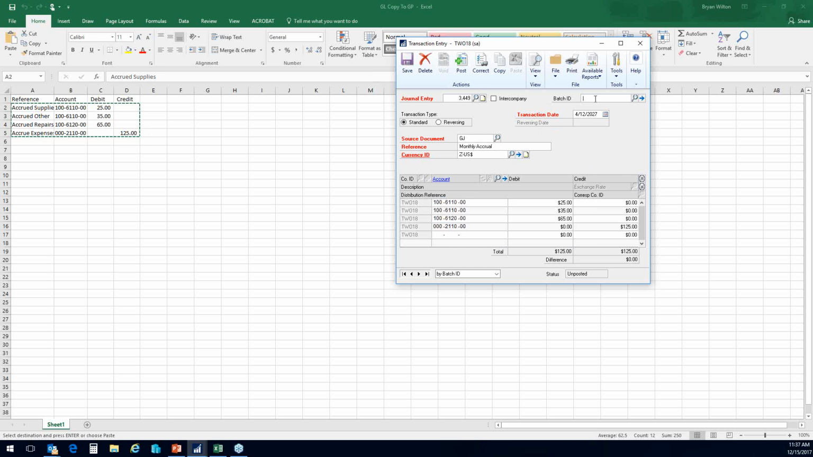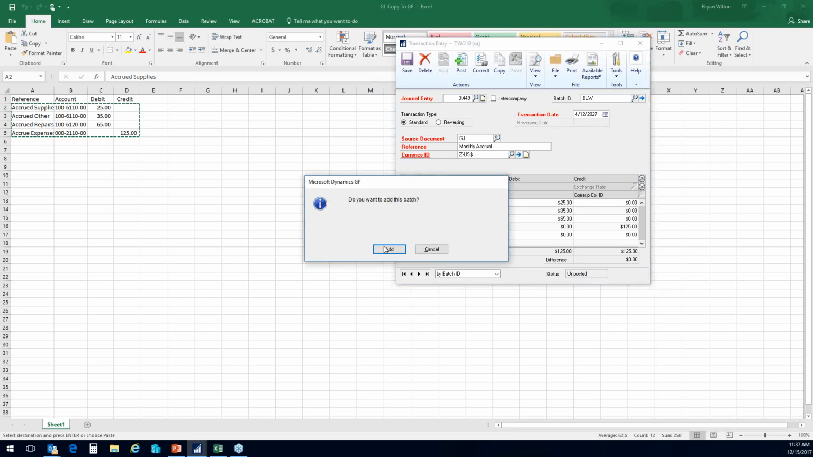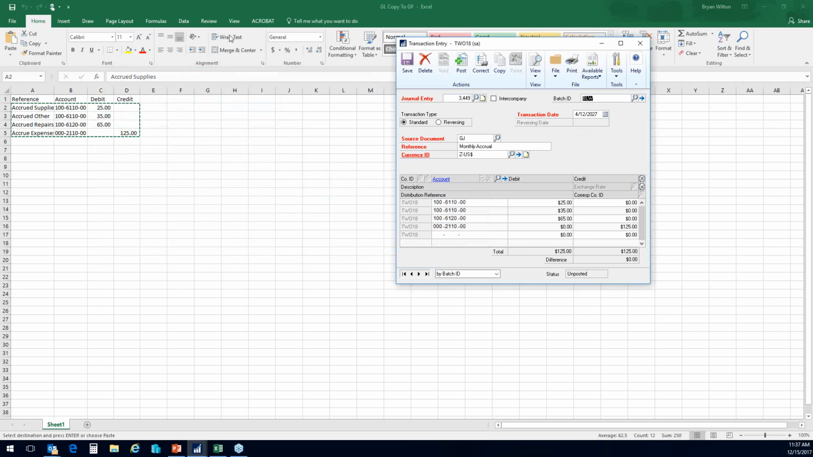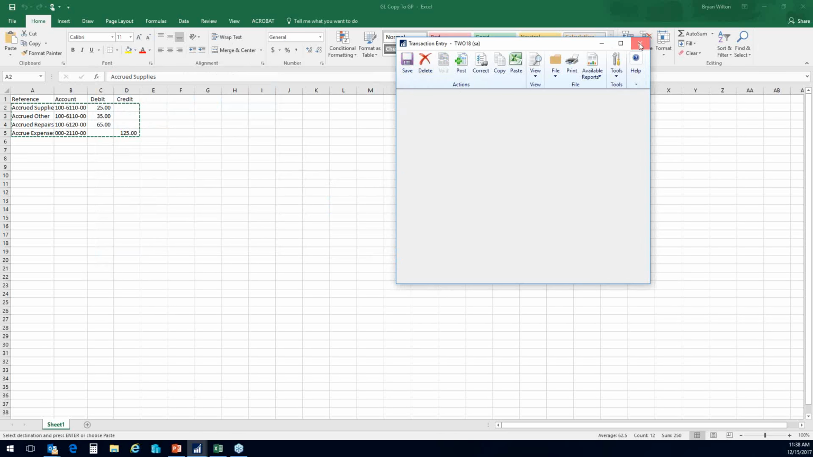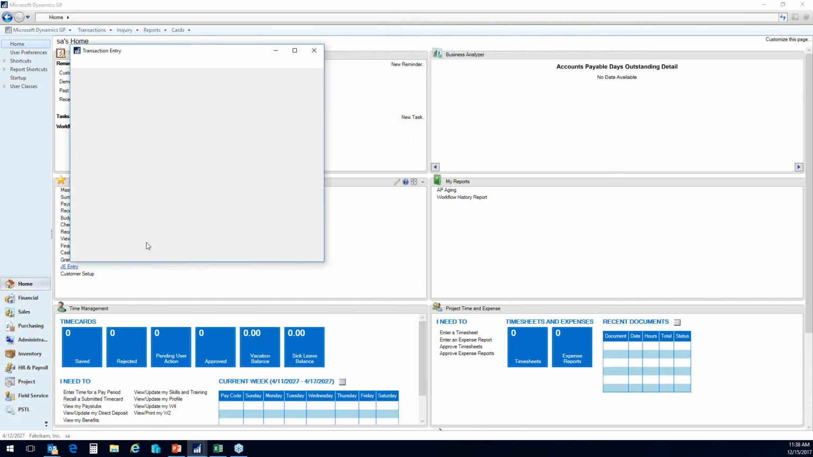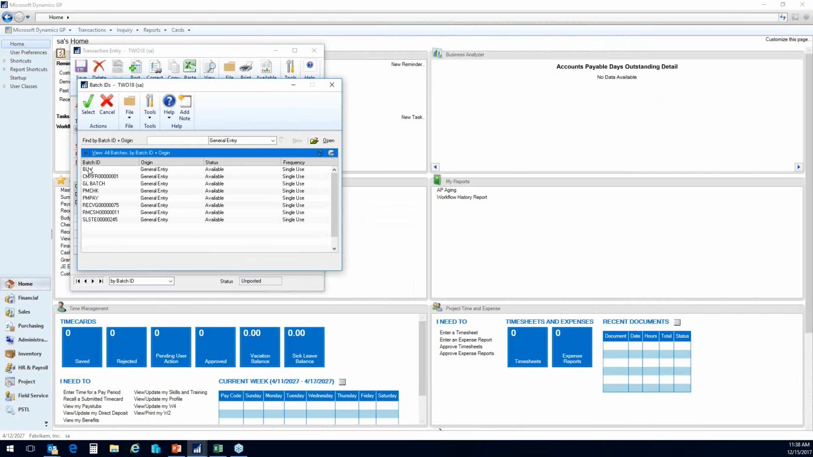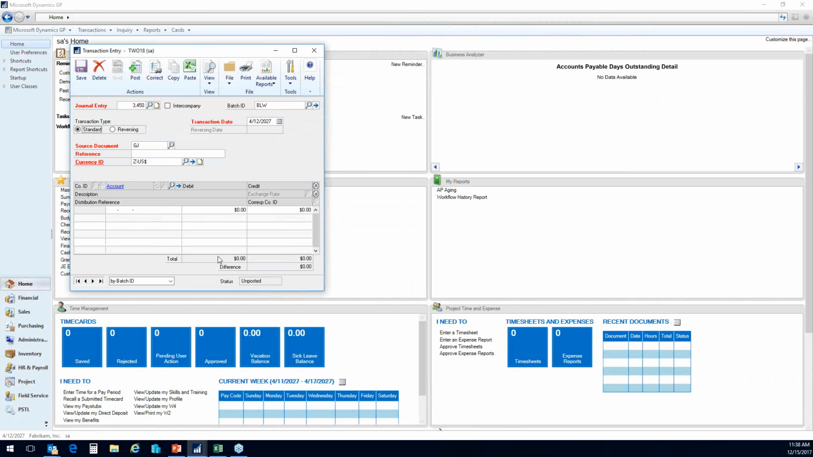If I'm not quite sure about this and I want to save it in a batch, I can just create a batch there. I'll just put my initials on it, and I could put a description on the batch if I wanted to, but nothing needed there. That way I can come back and work on it later. Maybe I come in another day, and I'm looking for, oh yeah, there's my batch. I can pull that up, and then I can get to the transactions that are in that batch.